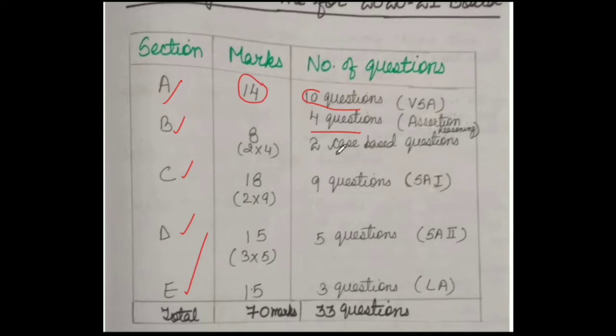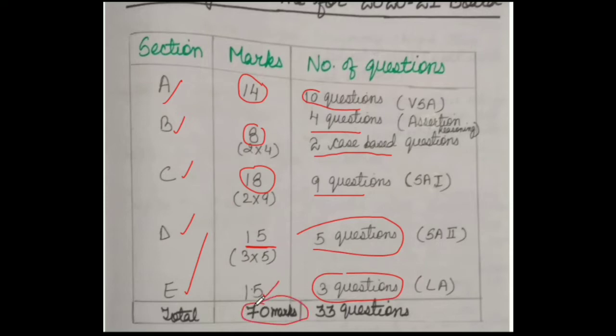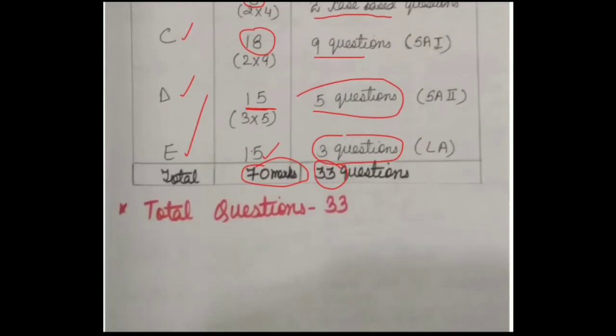Then section B, it consists of 2 case-based study questions, 4 marks each. It means 8 marks for section B. And then section C, short answer type questions, 9 questions of 2 marks each. It means 18 marks. And section D, again 5 questions of 3 marks each. So it means 15 marks. And last section E, there are 3 questions of 5 marks each, long questions, and it consists of 15 marks. So in this way the marks distribution is there. Total 70 marks, and the total number of questions is 33. So it means there are 33 questions in all.